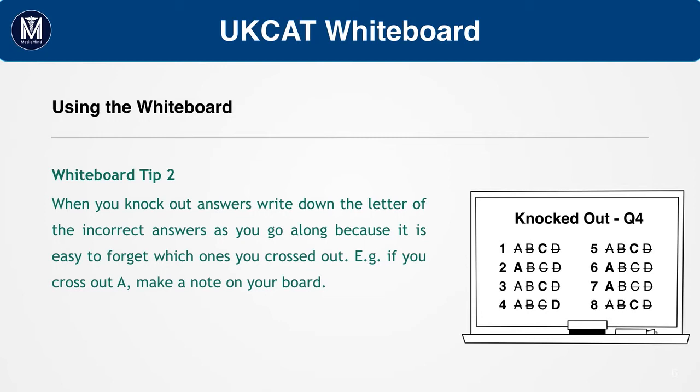Therefore, before you start the section, in your time before you start, it's very advisable to write down A, B, C, and D for every single question, and then as you go along, you can just knock them out on your whiteboard. This means you have a log of what you've knocked out, and it's especially useful if you come back to a question which you flagged.